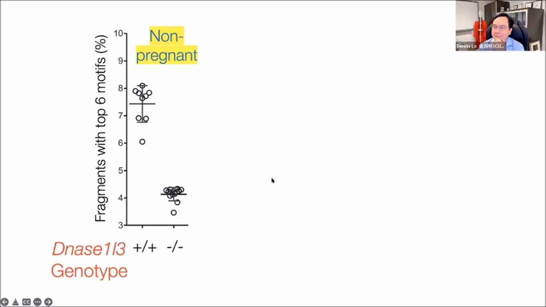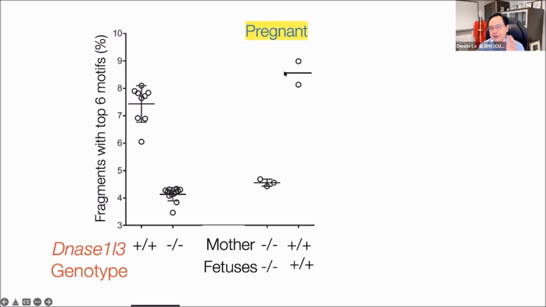Now, just remember some of the statistics. If it's non-pregnant and wild type, then 7.5% of circulating DNA has the CC motif. But if you knock them out, then this motif frequency is half. But now in pregnant mice, if it is knockout, then what we find is that the motif frequency is similar to non-pregnant. And if it's wild type, it's also similar to non-pregnant.